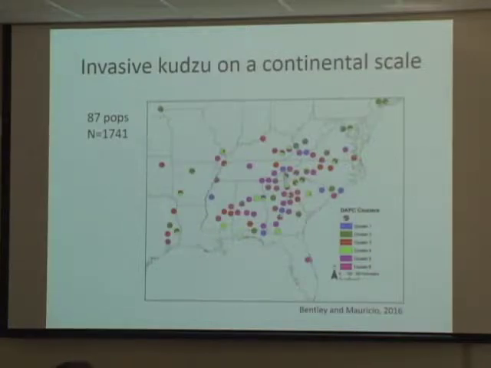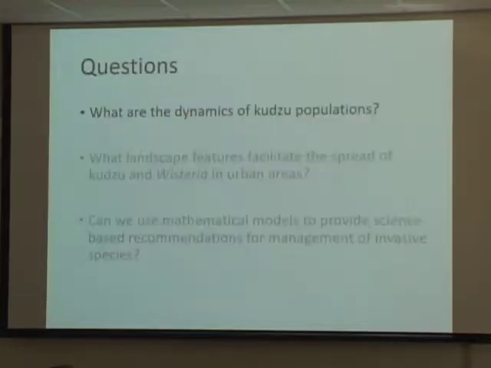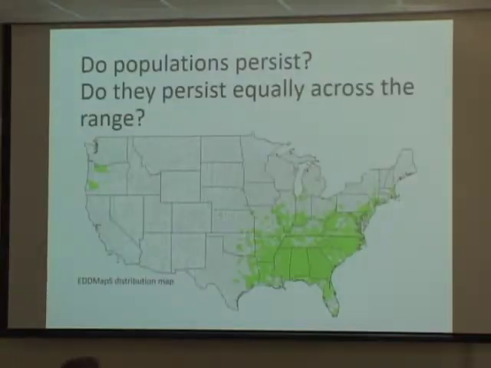So this is a static picture. We can learn about the distribution of diversity when these populations were sampled, but it doesn't tell us how the diversity is changing over time. And so I want to ask, what are the dynamics of kudzu populations? Specifically, do they persist over a long period of time? And is persistence equal across the range?